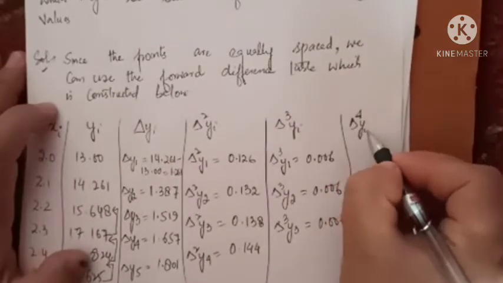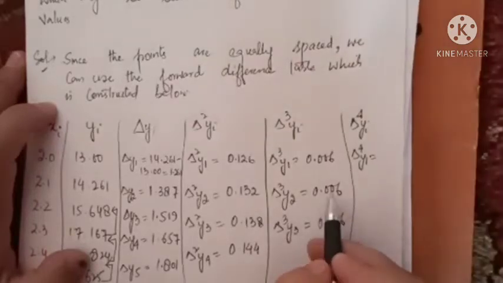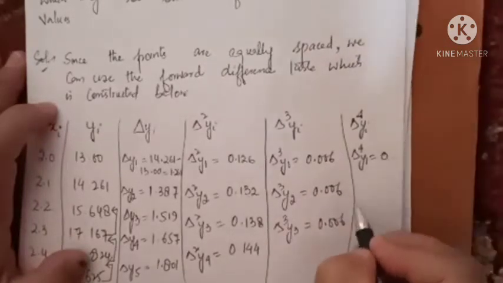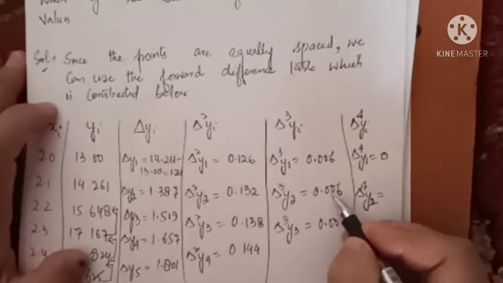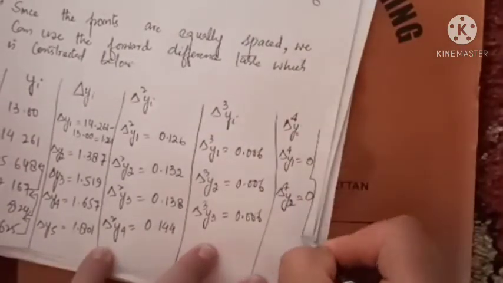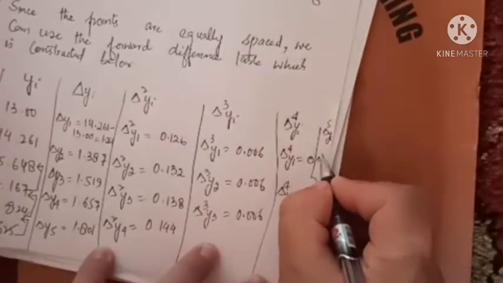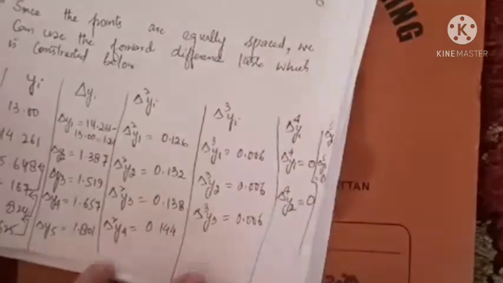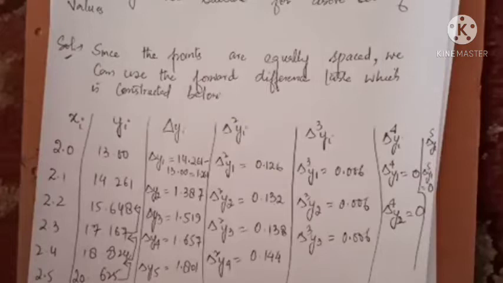Delta 4 yi, delta 4 y1 will be equal to this minus this. Obviously they are same, so the value will be 0. Delta 4 y2 will be this minus this. The value will be 0. So one more subtraction which we can perform is delta 5 yi. So delta 5 y1 will be equal to 0. Okay. So this is how we constructed the forward difference table for the above question so that we can solve this.